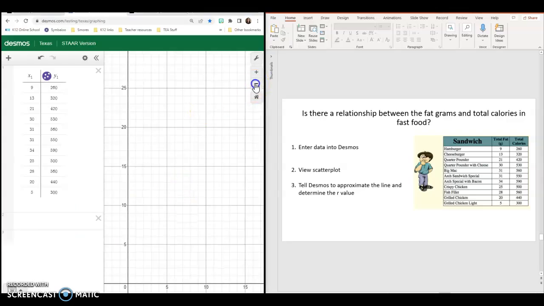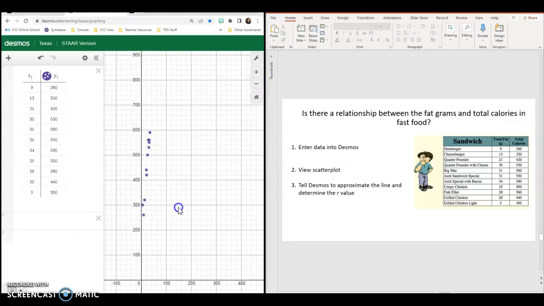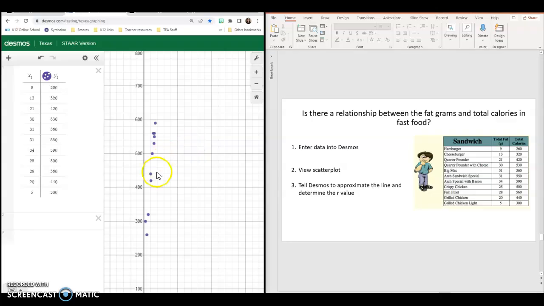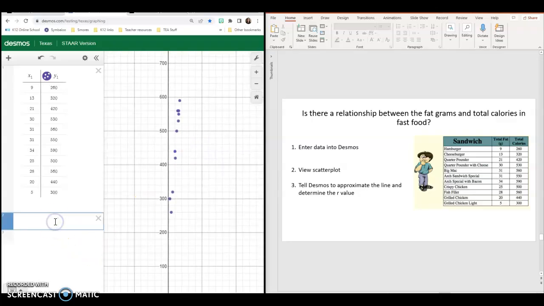So now we can see the scatter plot. If I zoom out, because these values are larger, I can see my scatter plot up here. Now I'm going to tell Desmos to approximate a line. So I say y1 is approximately mx1 plus b. And so it goes ahead and graphs that trend line. It tells me that the equation is 11.7x plus 193.9.